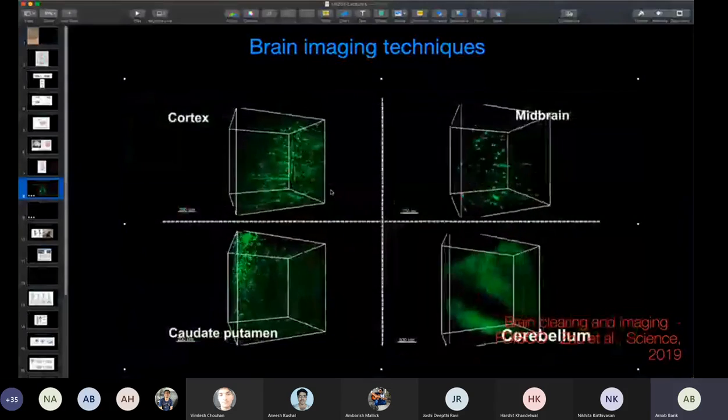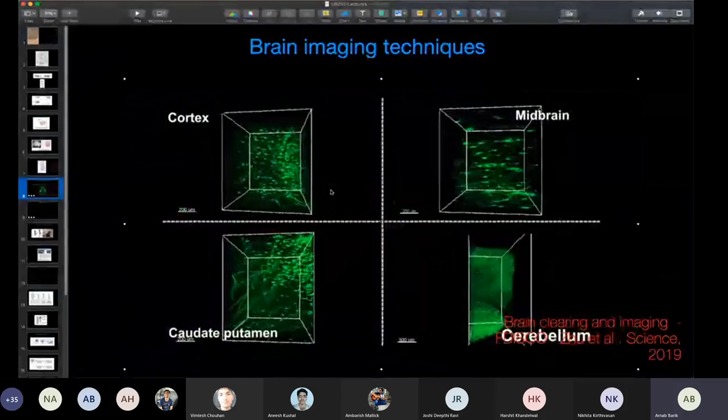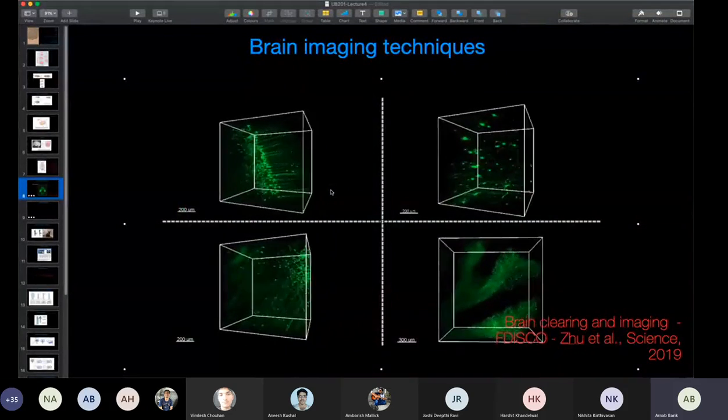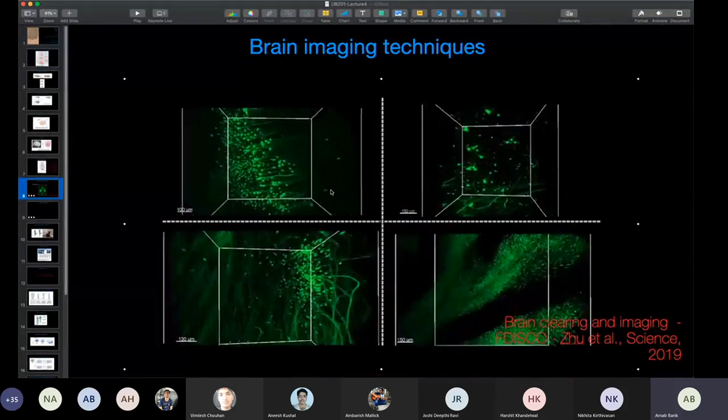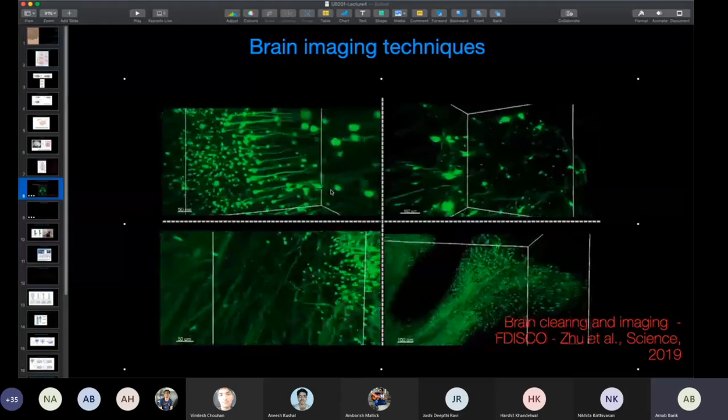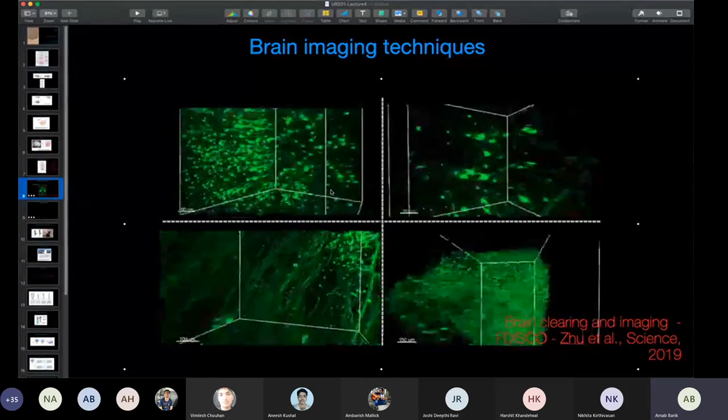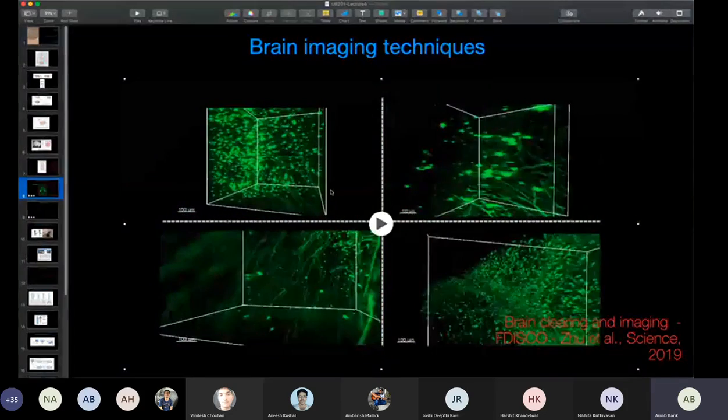The advantage is that these tissues last forever. You can image it really fast. If you section and image brains, it will take you days, if not months. Now you're able to do this in a few hours. And as I said, now people have cleared the whole brain. It's basically a whole mouse.